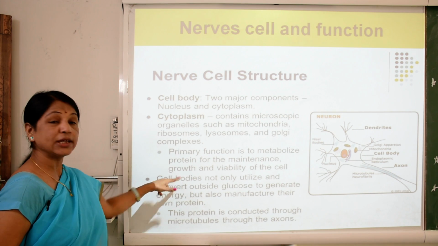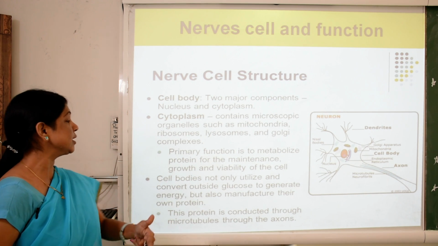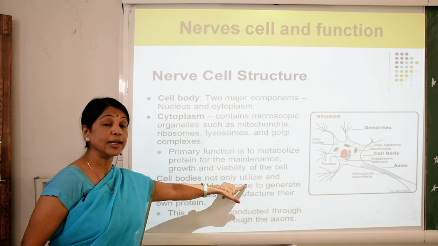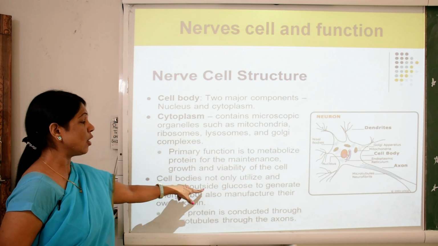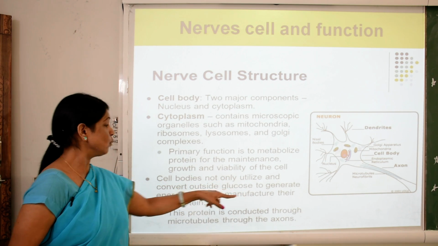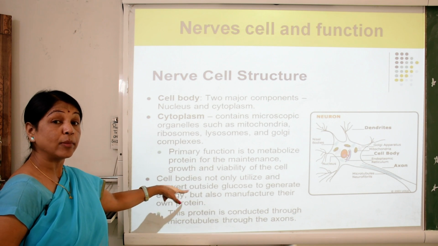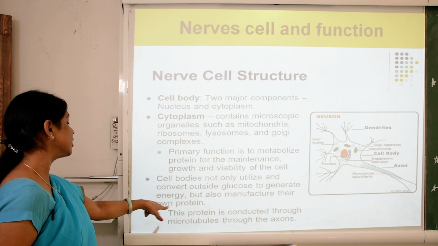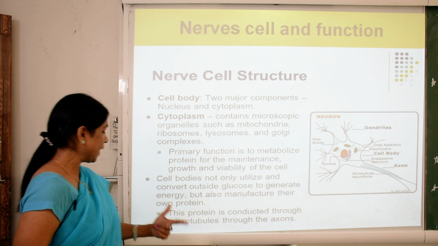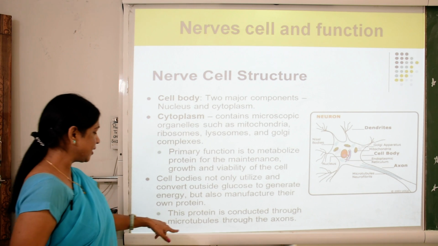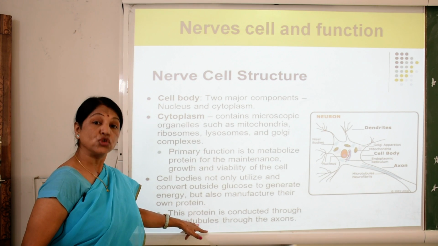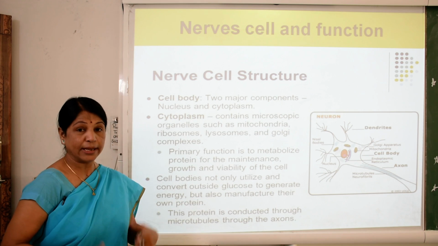And cell bodies, what is the cell body? Cell bodies not only utilize and convert outside glucose to generate energy, but also manufacture their own protein, and this protein is conducted through the microtubules and through the axon.